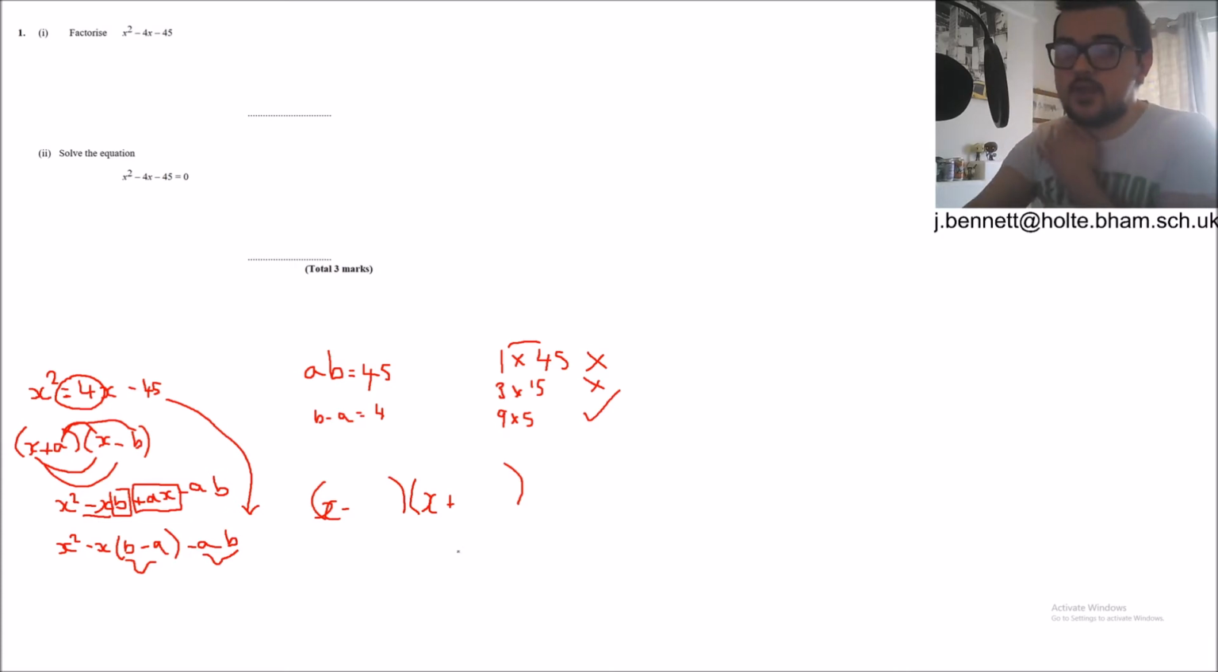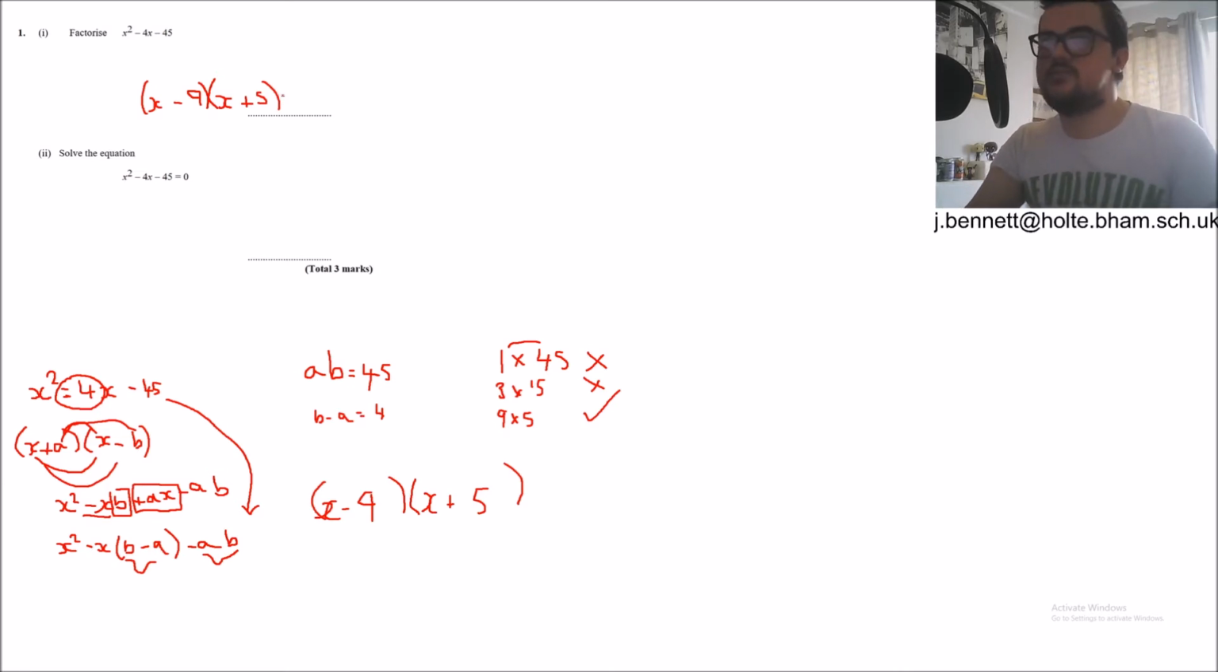Because if we put the 9 here, we put the 5 here, and then we expand this, we get plus 9x minus 5x. That gives us plus 4x. We don't want plus 4x, we want negative 4x. So we have to put the bigger number next to the negative sign. So we're going to put that minus 9 here and our plus 5 here. So when it says factorize that, we get our x minus 9 and our x plus 5.